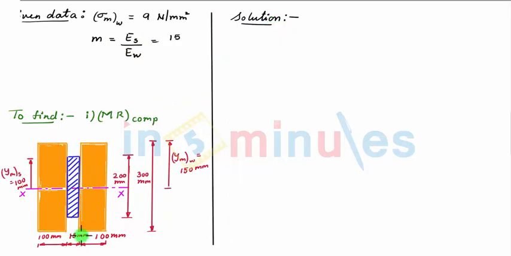Since we have to find the moment of resistance of the composite section, we also need to find the maximum stress induced at the extreme layer of the steel section. So for a composite section, we know the formula: sigma max upon y max of steel is equal to m times sigma max upon y max of wood. In the figure, y max of steel is equal to half of its depth, which is equal to 100 mm, whereas y max of wood is equal to half of its depth, so it is equal to 150 mm.